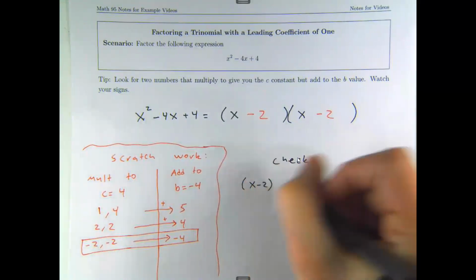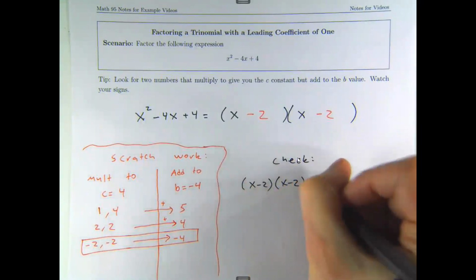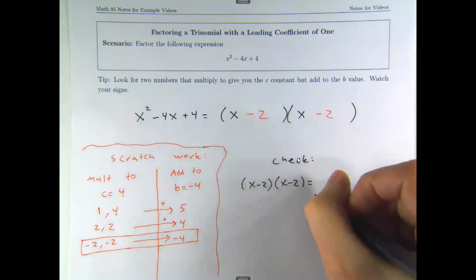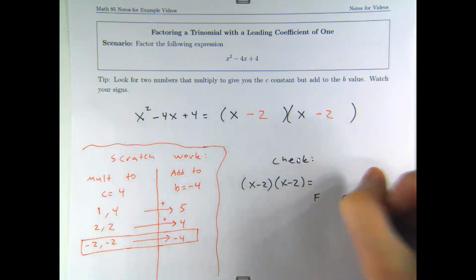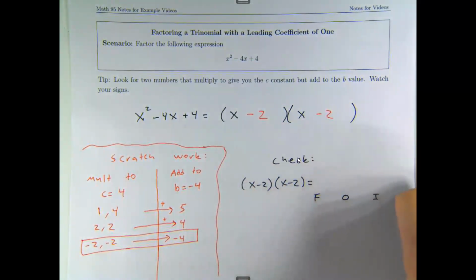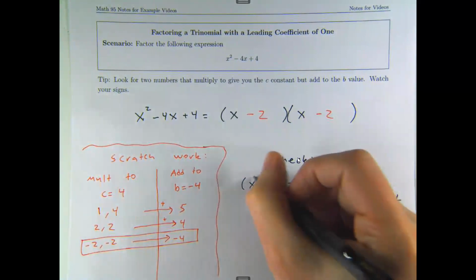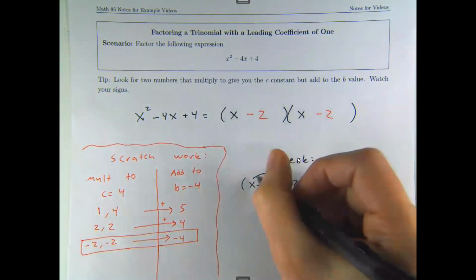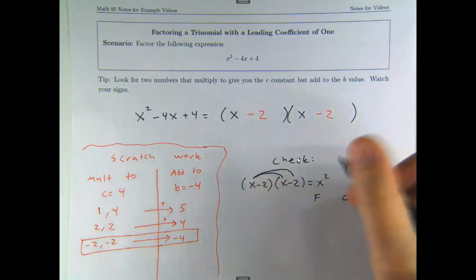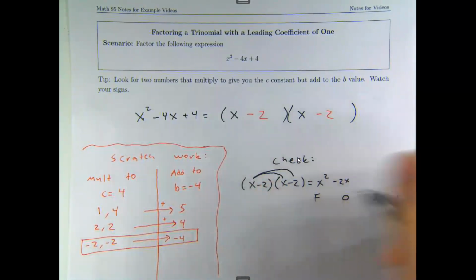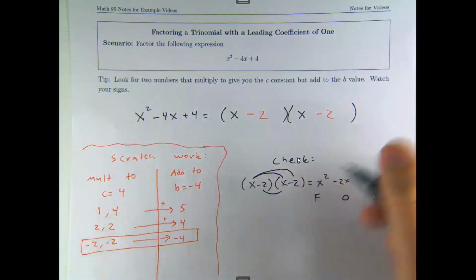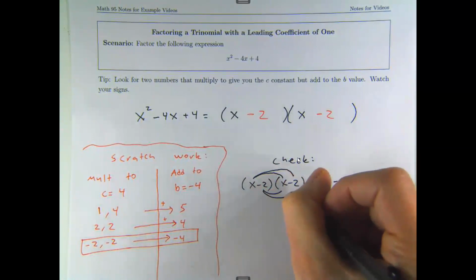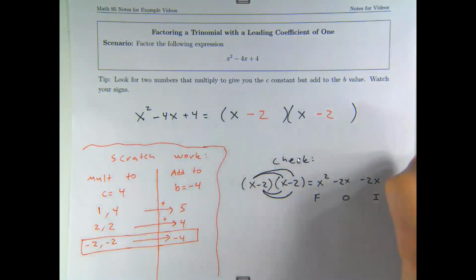So let's try that out here. I'm going to multiply the first things together. I'm going to FOIL. So I'm going to do first things, outer things, inner things, and last things. I'm going to multiply it out. X times x gives me x squared. X times negative 2 gives me negative 2x. Negative 2 times x gives me negative 2x. And negative 2 times negative 2 gives me a positive 4.